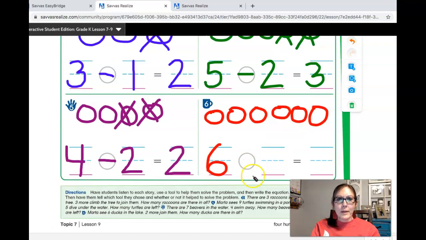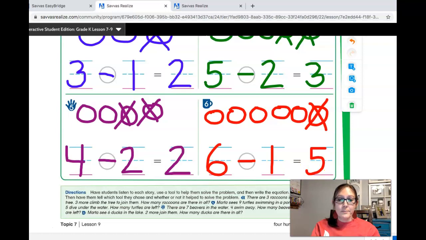Is that a takeaway story? Yes, because one of the ducks flew away. Write the minus sign. X out 1 duck and write the number 1 right here. That 1 stands for the 1 duck that flew away. Equals, how many ducks are left? 1, 2, 3, 4, 5. 5 ducks left. Good job.